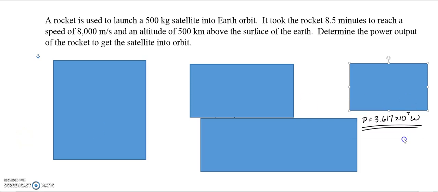All right, so there's your answer right over here of 3.617 times 10 to the 7th watts. It's huge, massive. Although it is a giant rocket, so it makes sense. All right, so if you got that, awesome. If you didn't, let's walk through how we get there.